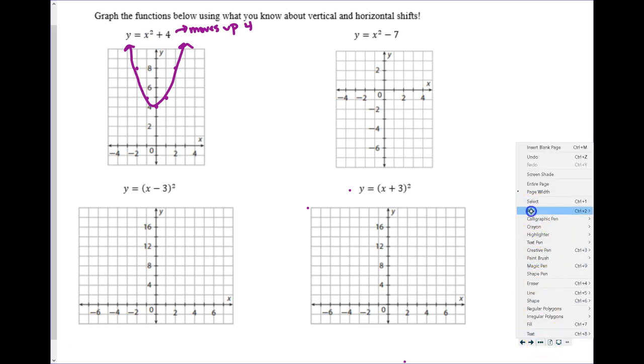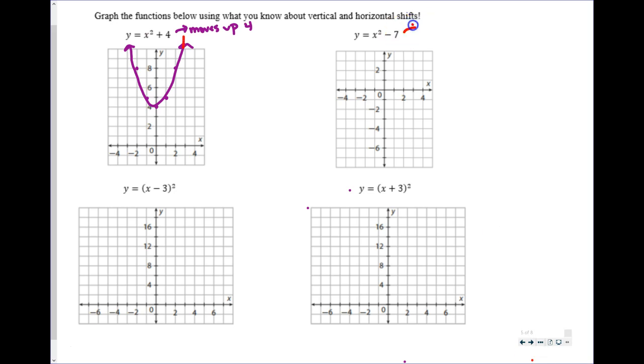Okay. This next one is similar, but now I'm going to move down 7. So I'm going to go 1, 2, 3, 4, 5, 6, 7. There's my new vertex. Over 1, up 1, over 1, up 1, over 2, up 4, over 2, up 4. And this one does have room for the 9. 1, 2, 3, 4, 5, 6, 7, 8, 9, and then 9 over here. So that one did have room. And there's my new quadratic of x squared minus 7.